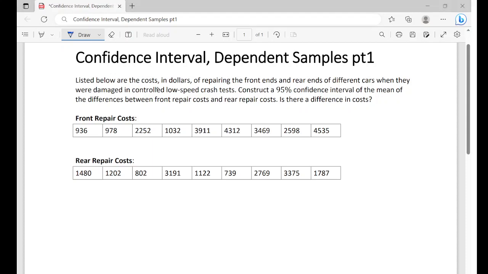Listed below are the costs in dollars of repairing the front ends and rear ends of different cars when they were damaged in controlled low-speed crash tests. We're going to construct a 95% confidence interval of the mean of the differences between the front repair costs and the rear repair costs. What we want to know is, is there a difference in costs?